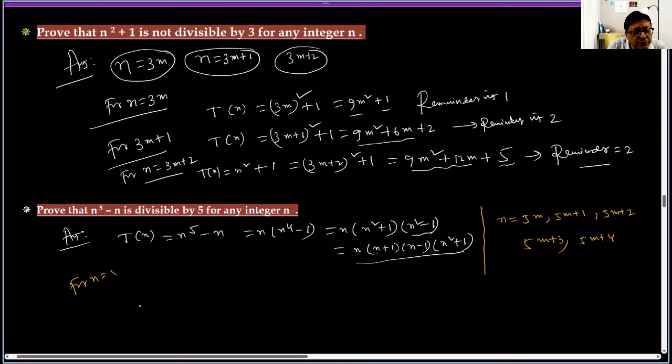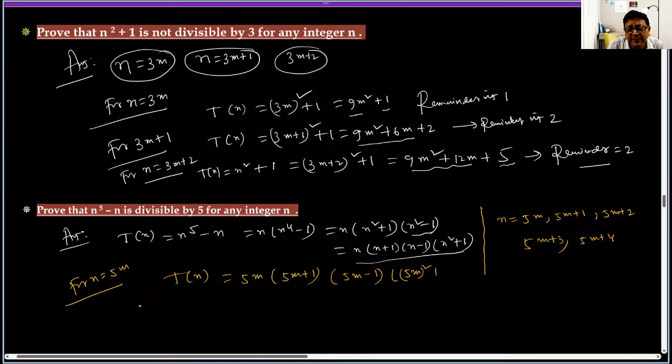For n equal to 5m, what do you observe? n is 5m, n plus 1 is 5m plus 1, n minus 1 is 5m minus 1, and 5m whole square plus 1. So this is divisible by 5. You can see 5m is already there. Done.